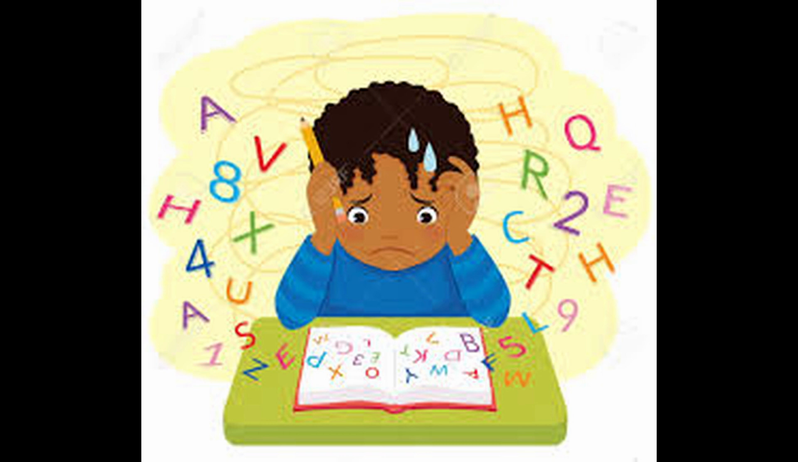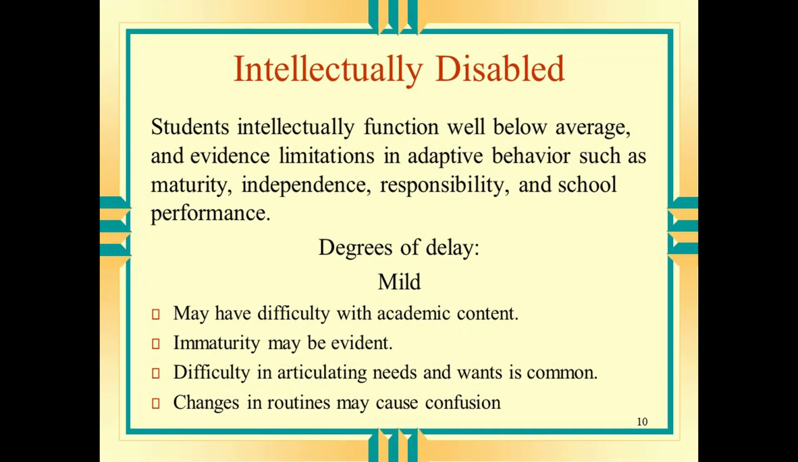Students' intellectual function is well below average, and there is evident limitations in adaptive behaviors such as maturity, independence, responsibility, and school performance. Students may have this in different degrees. When it is mild, students generally have a difficulty with academic content, but can usually acquire basic reading and math skills. Immaturity may be evident, as well as an inability to transfer and apply information learned in one setting to another. Difficulty articulating needs and wants is common, and a change in their routine may cause confusion.